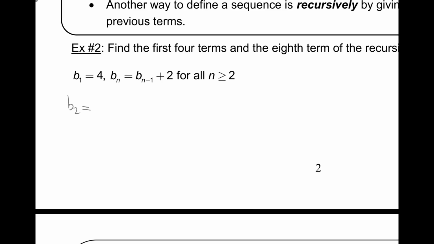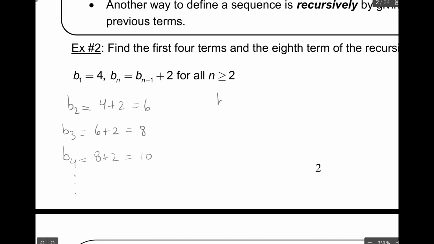So b of n equals b of n minus 1 plus 2. So it's 4 plus 2, so that's 6. b of 3, well, the previous one was 6, plus 2 is 8. We have to find the first 4 terms. Oh, wait, we do have the first term already. b of 4 is 8 plus 2 equals 10, dot, dot, dot, keeps going. What do you think b of 8 is going to be?